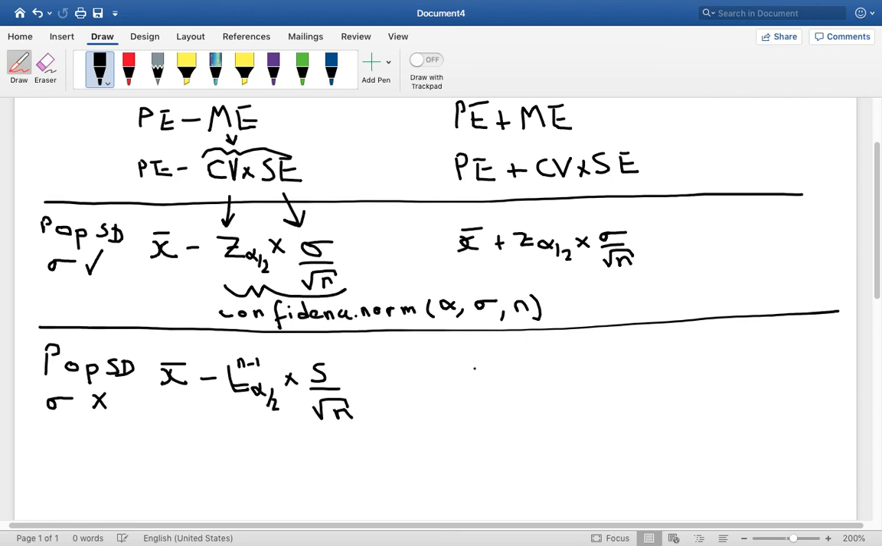And then over here, it's going to be the same thing except with a plus sign, x bar plus t of alpha over 2, n minus 1 degrees of freedom times s over the square root of n, which is the sample size.